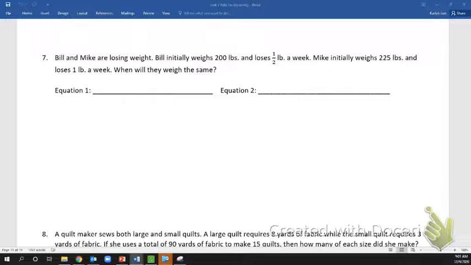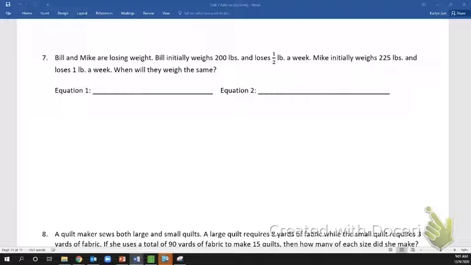Bill and Mike are trying to lose weight. Bill initially weighed 200 pounds and is losing half a pound each week. Mike initially weighed 225 pounds and is losing 1 pound per week. We want to know when they will weigh the same amount. So again, we're looking for totals that they gave us.